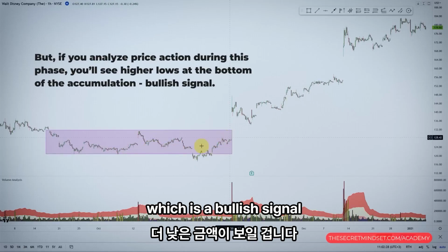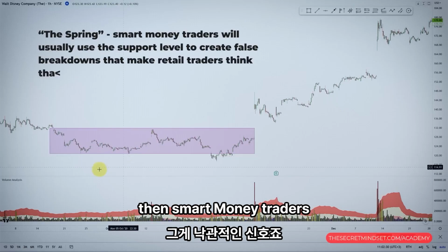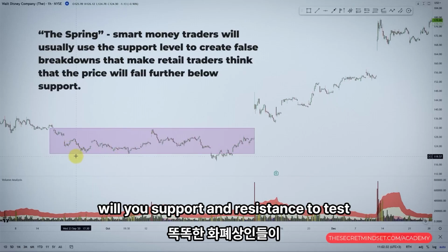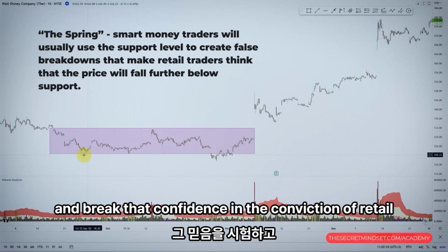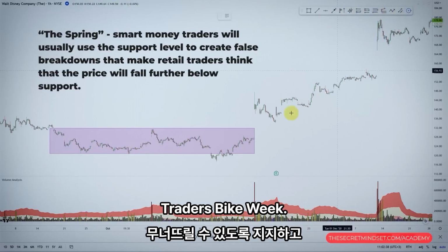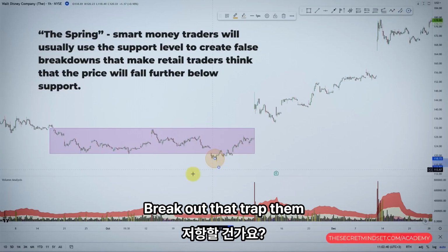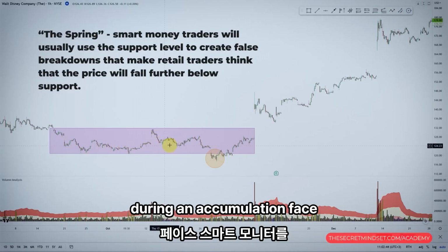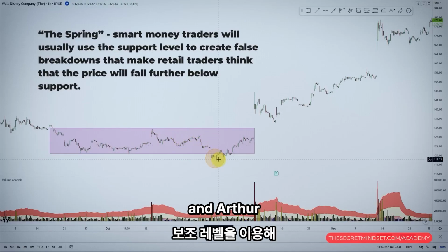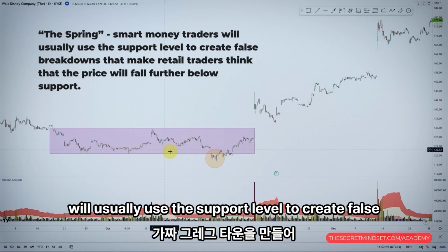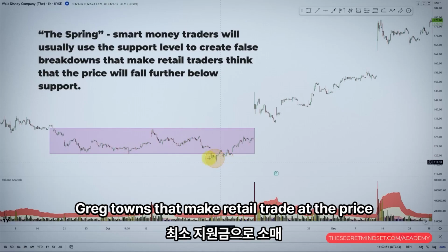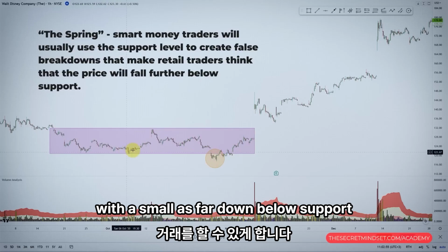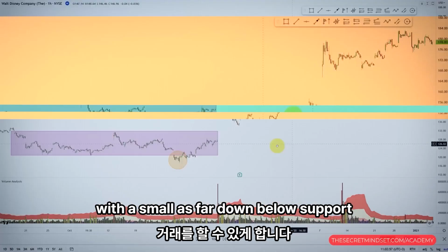Then smart money traders will use support and resistance to test and break the confidence and the conviction of retail traders by creating false breakouts that trap them on the wrong side of the market. During the accumulation phase, smart money traders will usually use the support level to create false breakdowns that make retail traders think that the price will fall further below support.